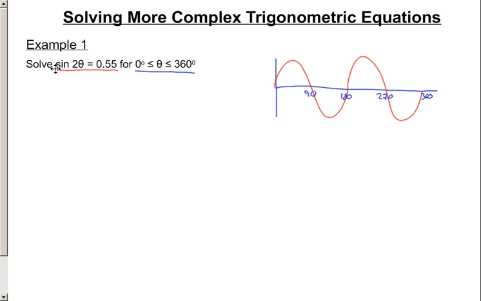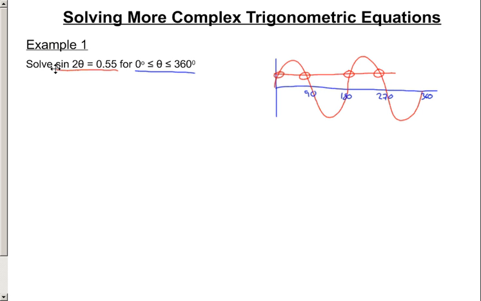Now if we look at this, we can see, where is that equal to 0.55? Well, that's about coming across here. So there's going to be 4 solutions to this question. There's going to be 4 solutions for theta for this question. How do we actually go about finding those?